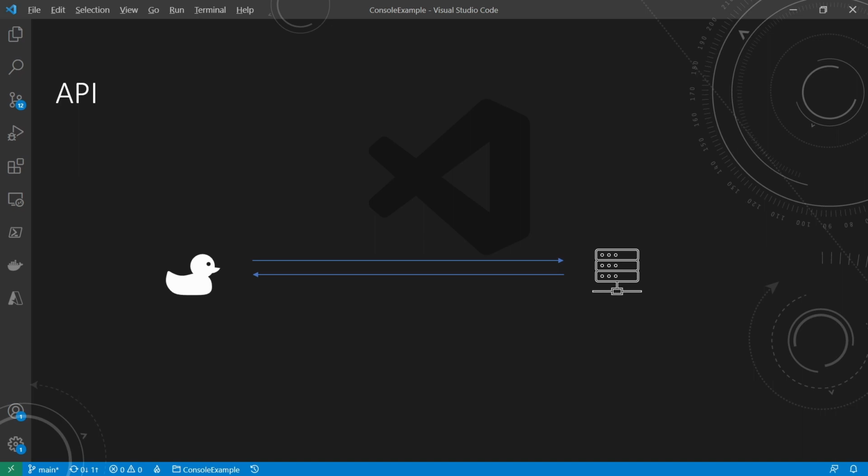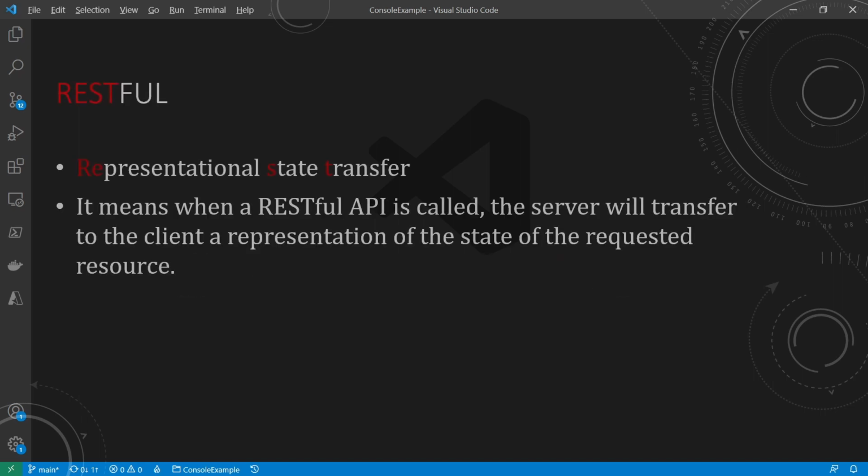But what is RESTful? Why do we call an API RESTful? Or how can we call an API RESTful? REST stands for Representational State Transfer. Upon request, the server will give the client a representation of the state of the requested resource. Now we are talking about two parties, the server that holds the resource and the client requesting it. And what the server returns is the state of the resource.